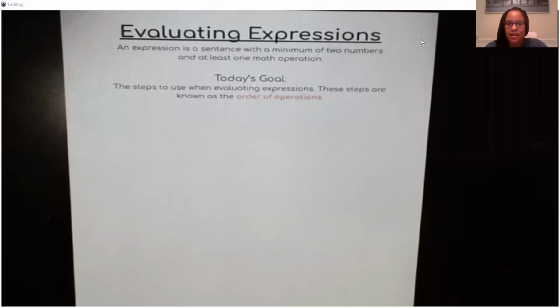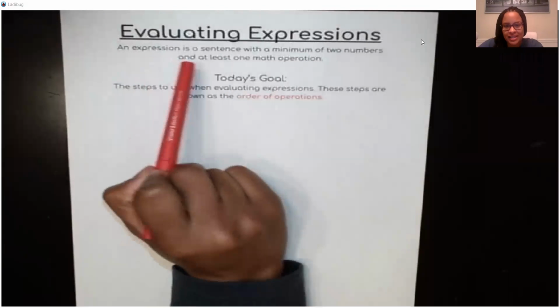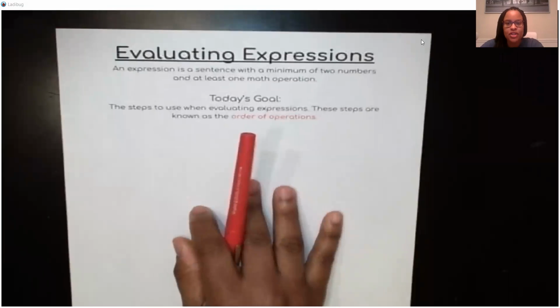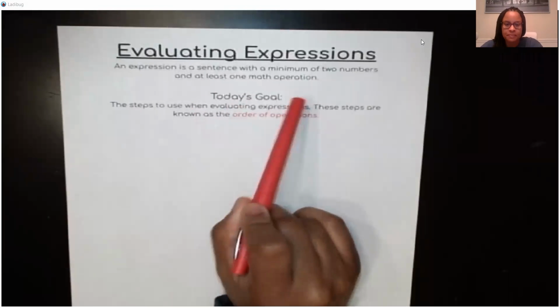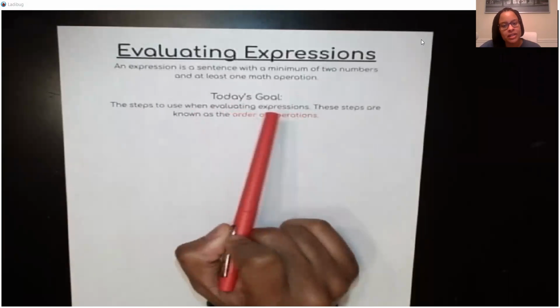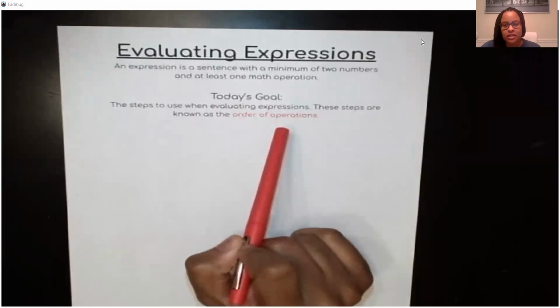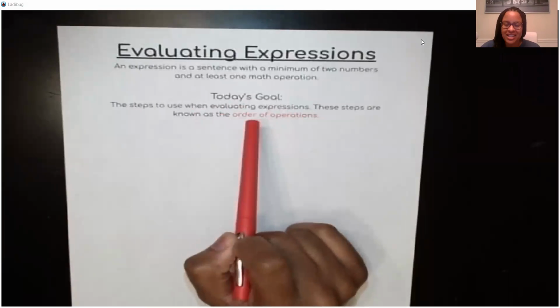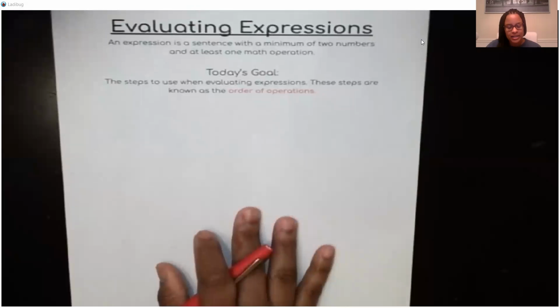Today we're going to talk about evaluating expressions. An expression is a sentence with a minimum of two numbers and at least one math operation, okay? So today's goal is that the steps to use when evaluating expressions, these steps are known as the order of operation. So we're going to practice order of operation, and then you'll have a Google Classroom assignment to complete after that, okay? So let's practice.